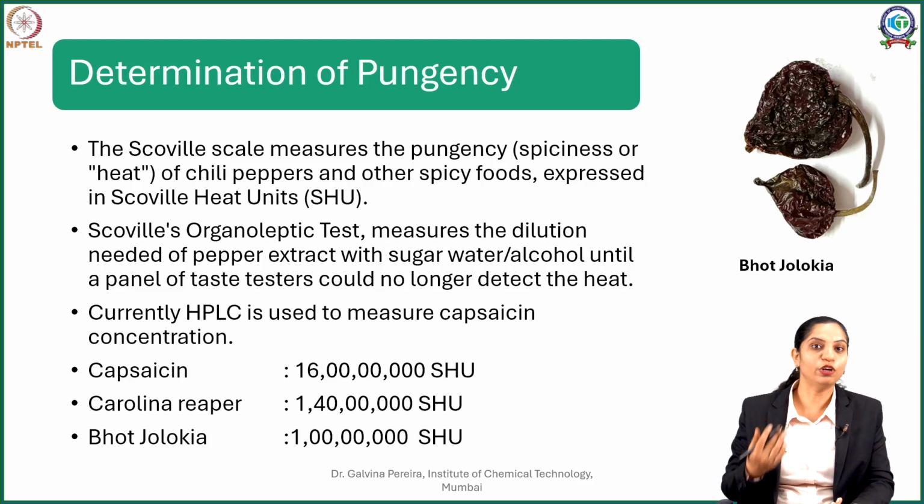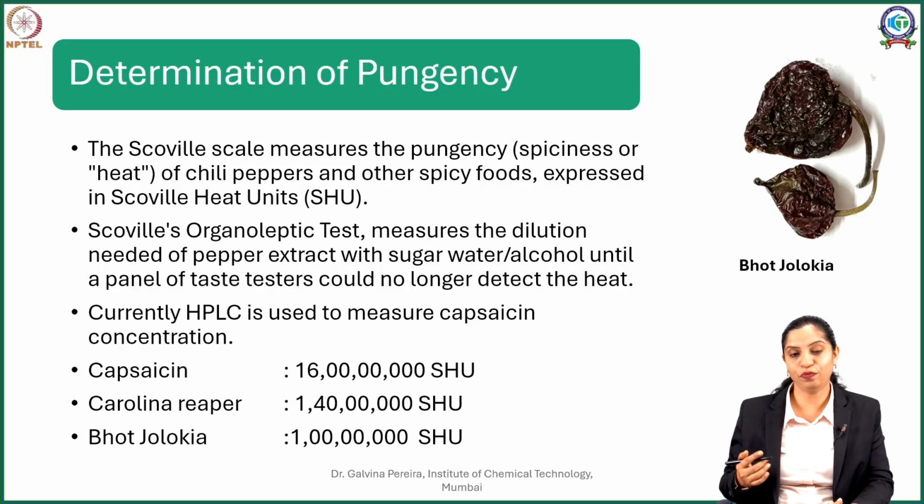And after that you will not perceive it. But if you take the pure active principle, that is capsaicin, it is almost 16 crore SHU. So imagine the spiciness or pungency of capsaicin. The spiciest chili known in the world so far is your Carolina Reaper, which occurs in the US subcontinent, and that has about 1 crore 40 lakh SHU or intensity.